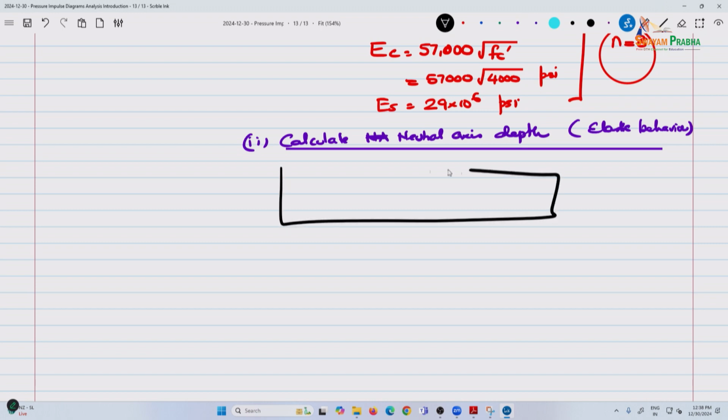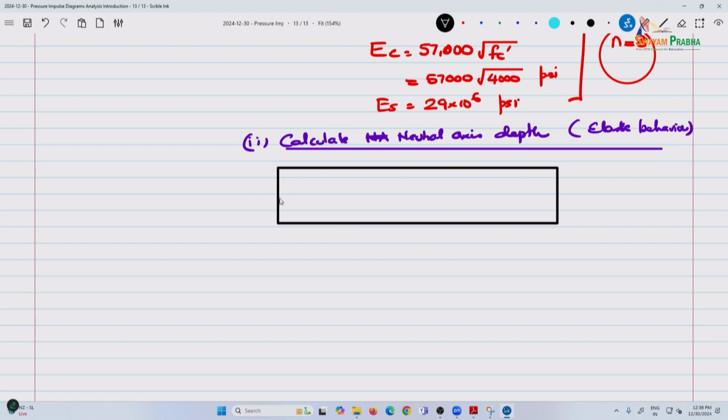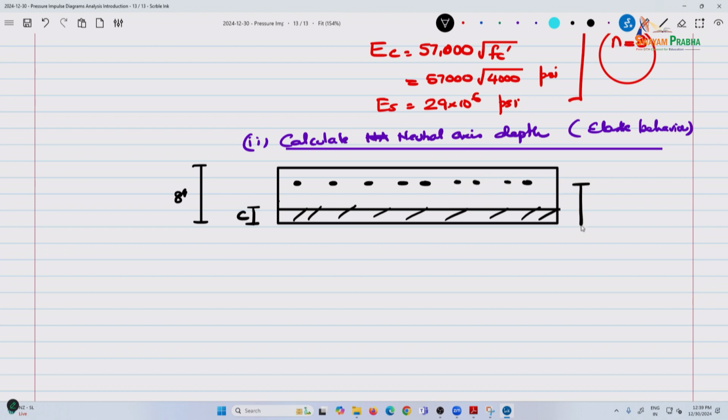So this is your slab, this is 8 inches, this is your neutral axis, depth C, this is steel reinforcement at 6.25, and remember we are considering 1 foot of it. So, the area of steel is 0.4 square inches.